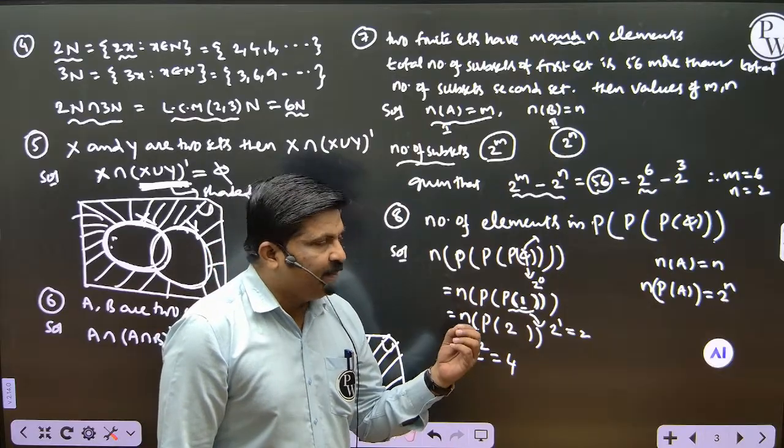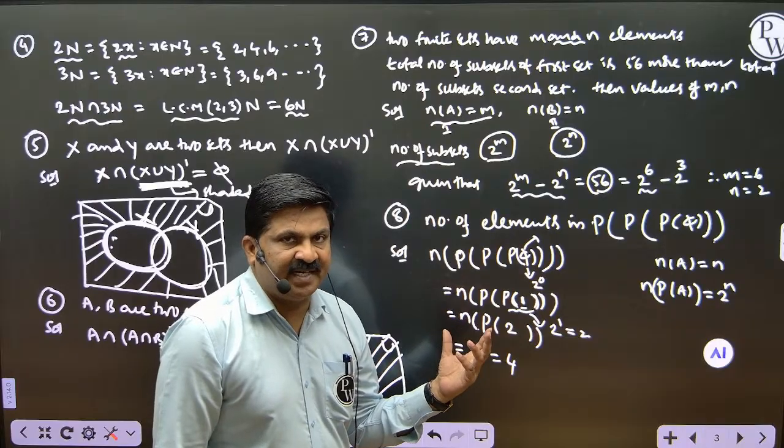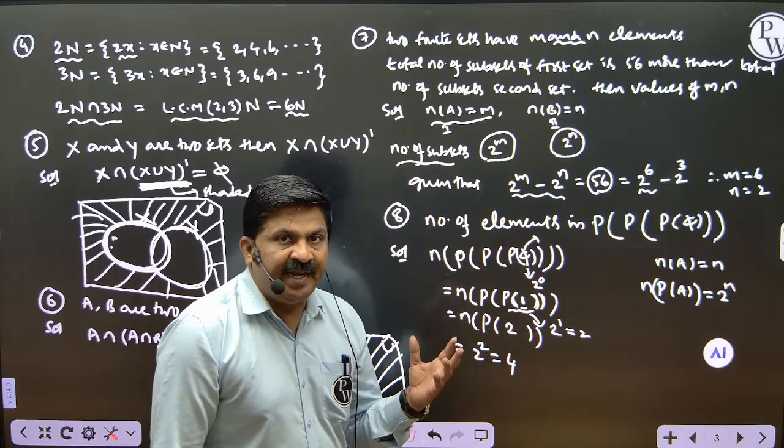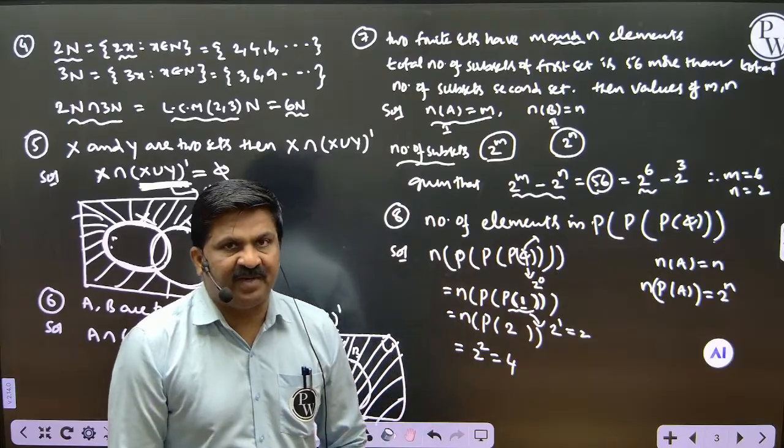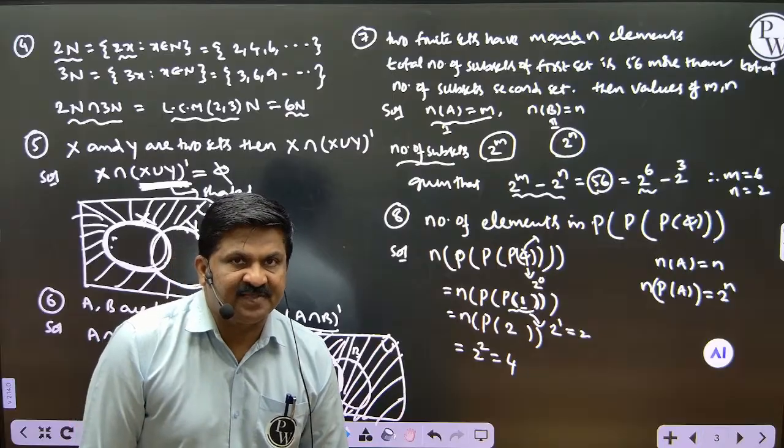Why? The number of elements in a power set is equivalent to the number of subsets of that set. The number of elements in a power set is equivalent to the number of subsets in that set.